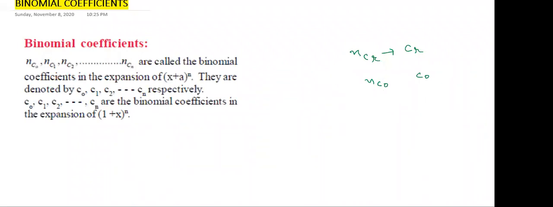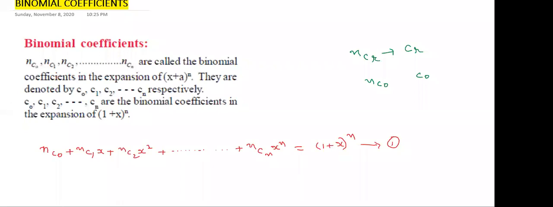Now students, see this: nC0 + nC1 x + nC2 x^2 + nC3 x^3 and so on. I'm writing the final term, nCn x^n. This is the expansion of (1 + x)^n, or not? It is the (1 + x)^n expansion only. Okay, so keep this as equation 1.